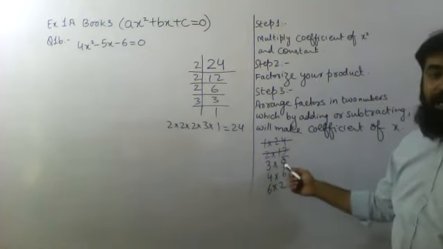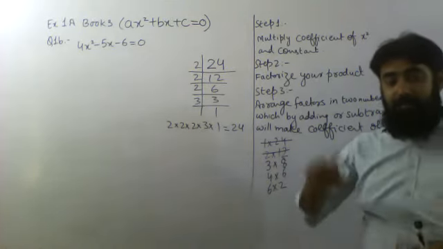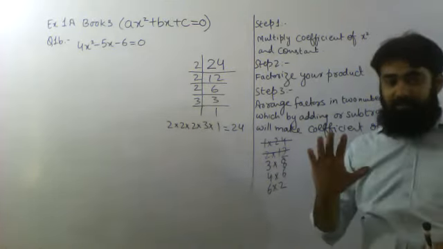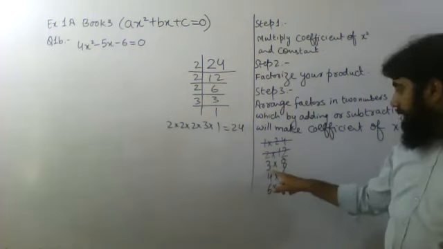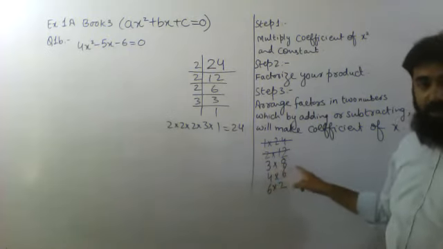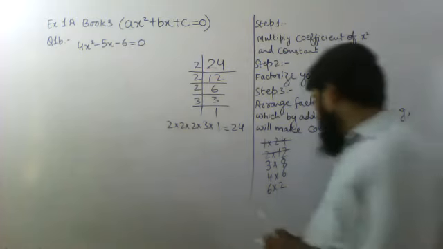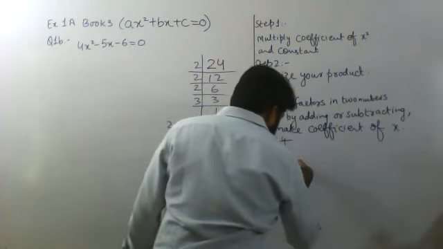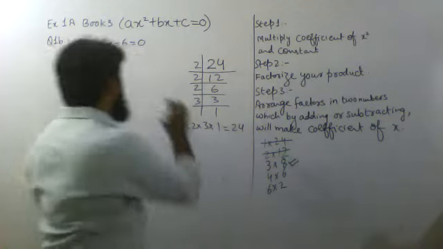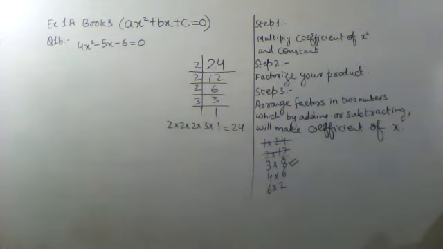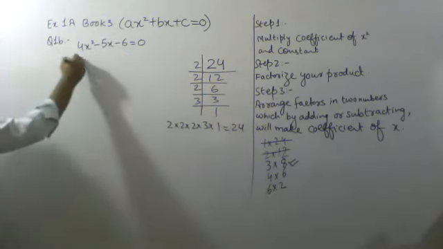Difference between 3 and 8 is 5. Adding it will be 11, I don't need it. But taking the difference between 3 and 8, that will be equal to 5. So it means this is the factor which I can use over here. Okay? How will you use it?